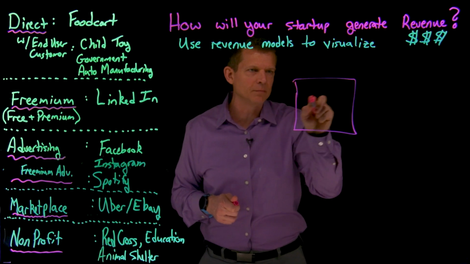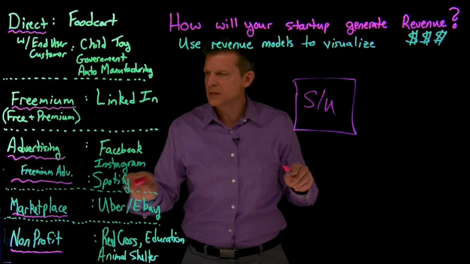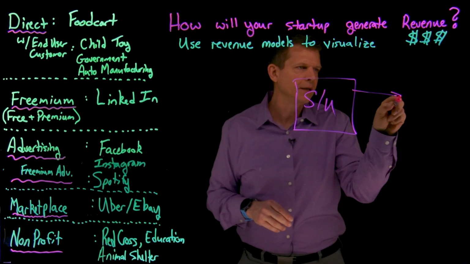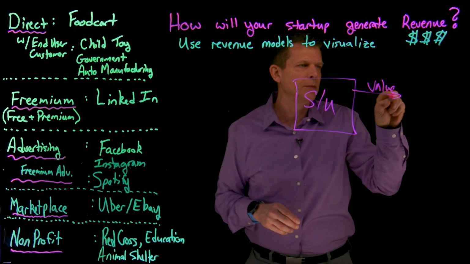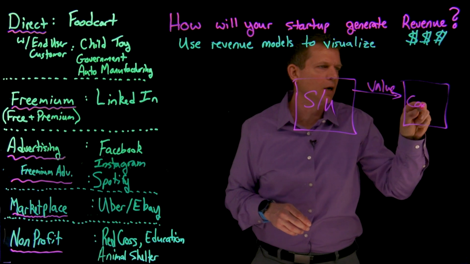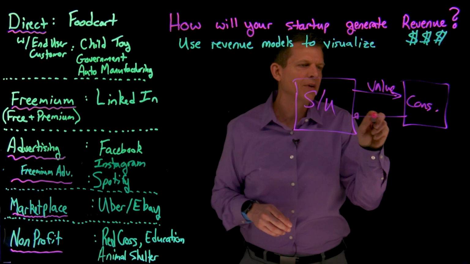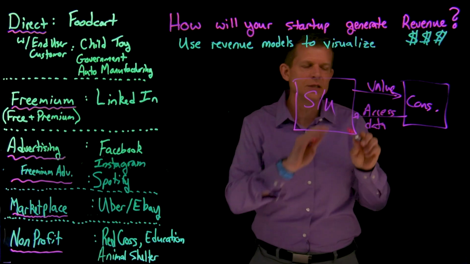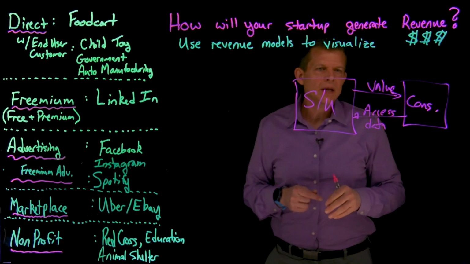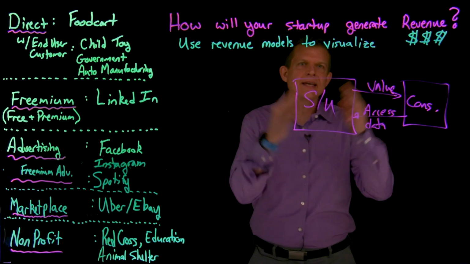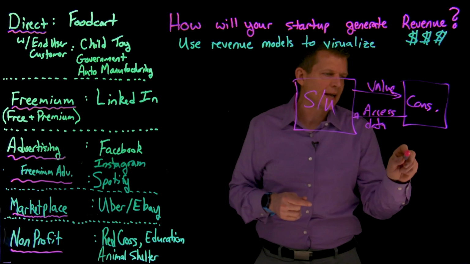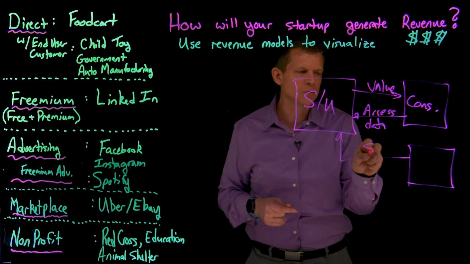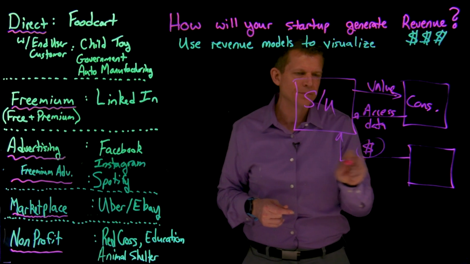Here is your startup, and this is going to be Spotify. So we're going to first do the freemium. All right, I offer value streaming music to the consumer. The consumer provides back access and data to me to do something with it. They don't like the fact that they get commercials and other things like that. So that consumer is going to pay the premium. So here's one revenue stream.